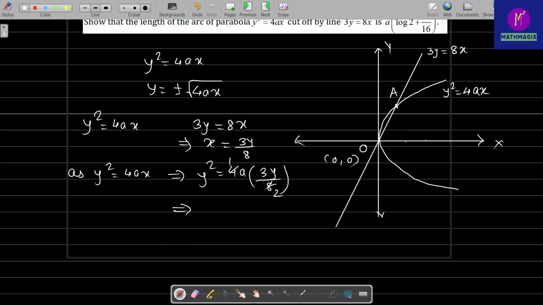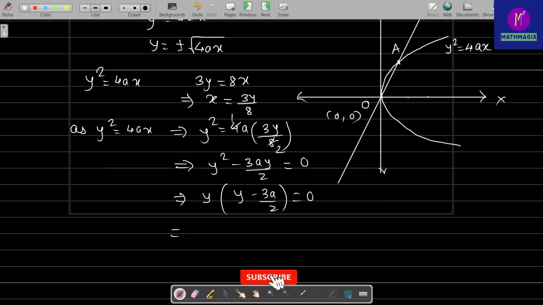So this implies y square minus 3ay by 2 equals 0. That implies y into y minus 3a by 2 equals 0. Please do not cancel this y throughout, otherwise you won't get one point of intersection. So this implies y is 0 or y is equal to 3a by 2. Now we know the value of y.